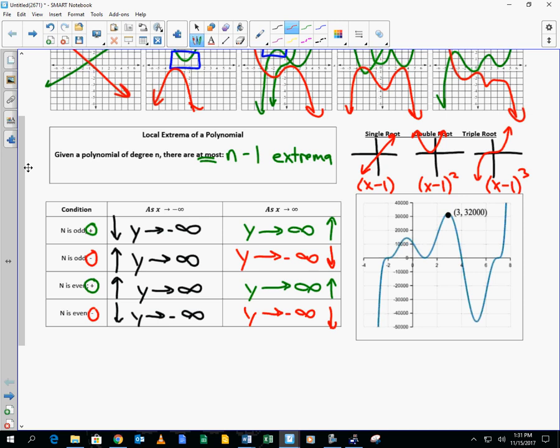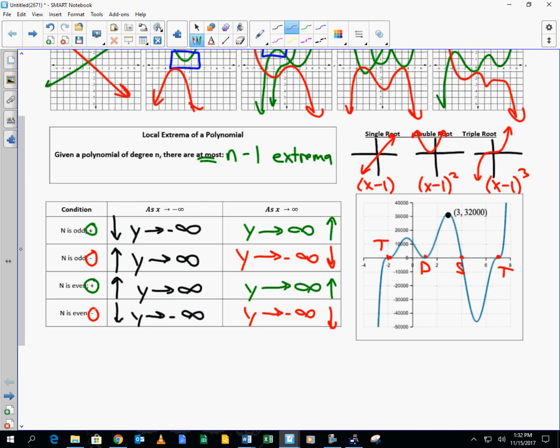You can see that we have 1, 2, 3, 4 spots where the graph crosses 0. One of these is a single root. Which spot is a single root? 4 is a single root. One of these is a double root. 1 is a double root. And the other 2 are triple roots.